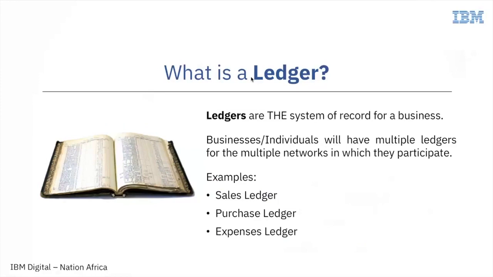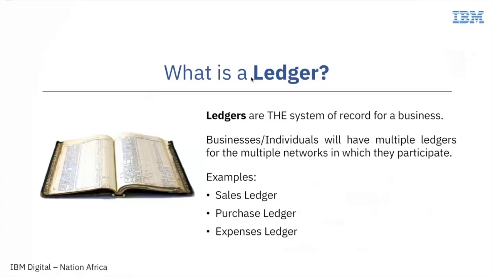So, for example, let's say I run a business where I'm buying and selling cars. Every time I sell a car, I will record that in my ledger, and I will document it. I'll document in the ledger details such as which car I sold, who I sold it to, how much I sold it for, and so on and so forth.